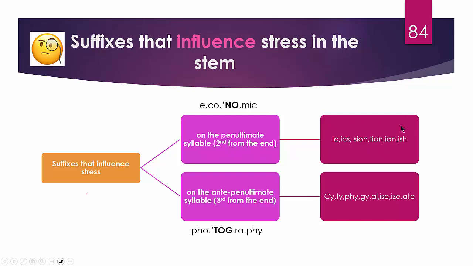Okay, these are the suffixes. I will give you examples for a moment. For example, we have economic. Here, ic, okay? Economic. So, here, this is the end. So, 1, 2. We have to put the primary stress on the penultimate, the second from the end.